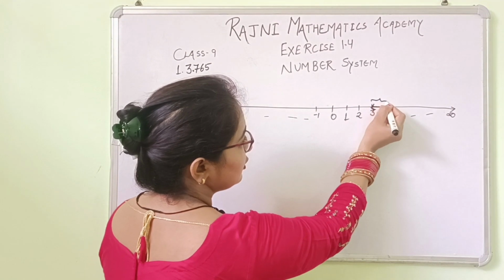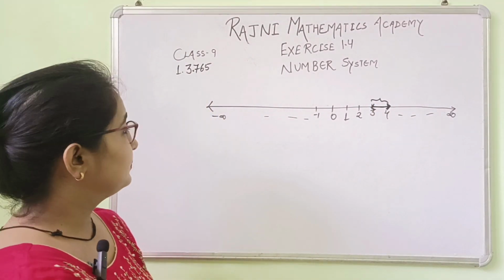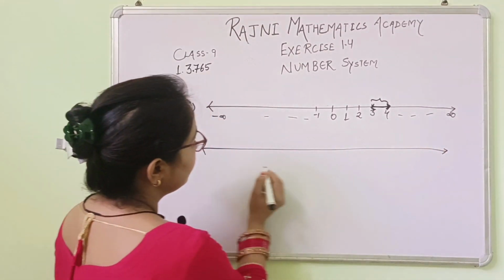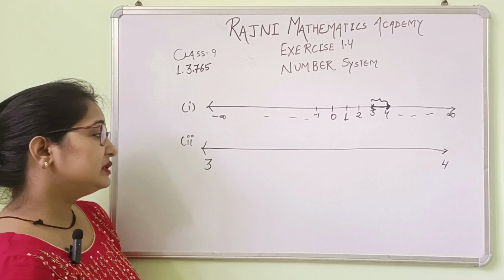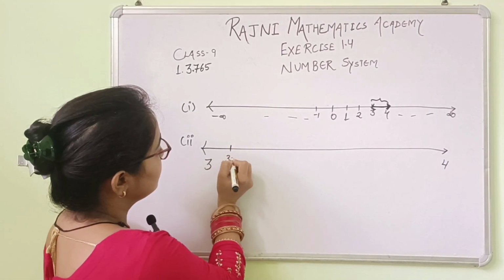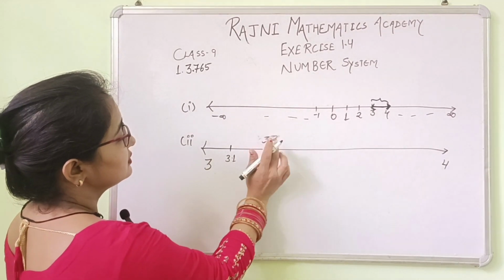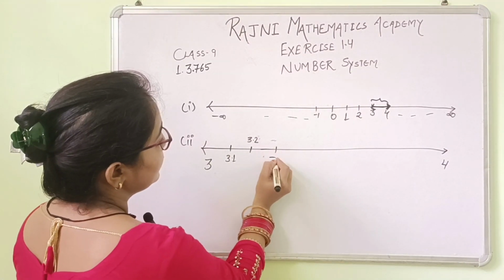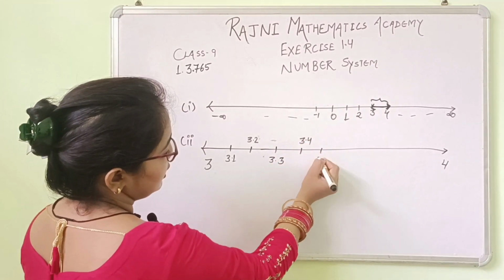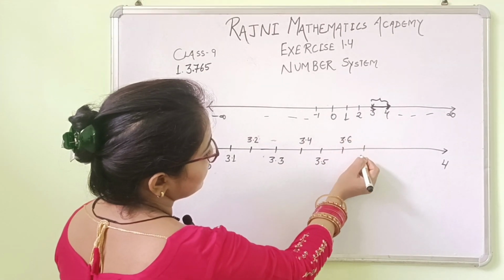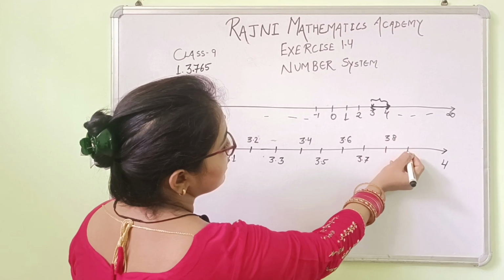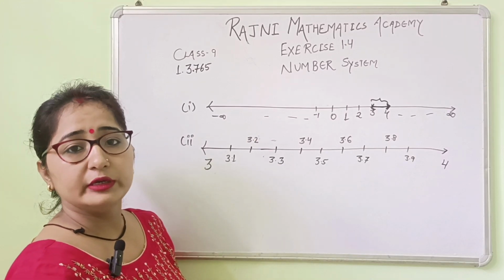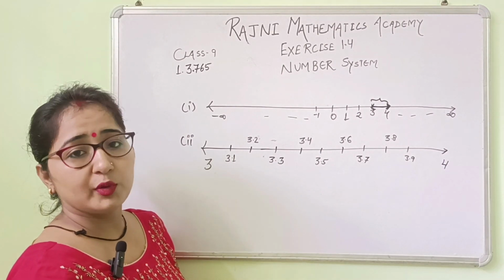So the distance between 3 and 4, now we will magnify it in the next step. We have magnified 3 and 4. So numbers between 3 and 4 will be 3.1, 3.2, 3.3, 3.4, 3.5, 3.6, 3.7, 3.8, 3.9. So numbers between 3 and 4 will be like this: 3.1, 3.2, 3.3, 3.4, 3.5 and so on.